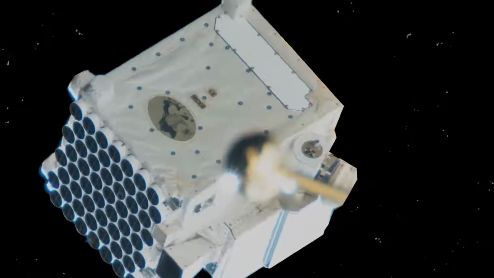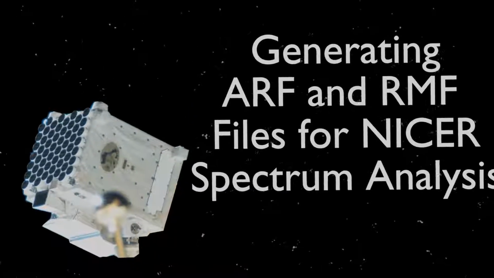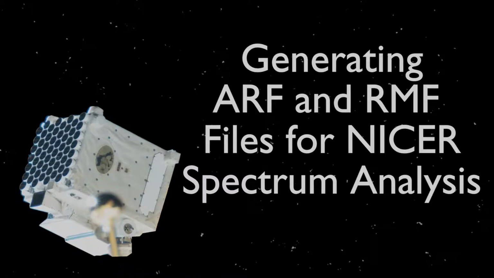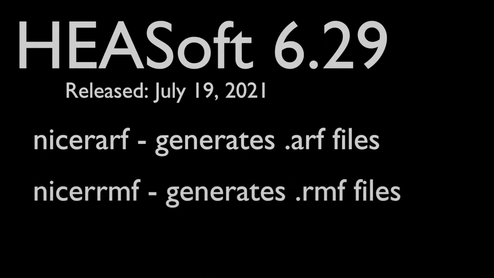We are going to talk about nicerarf and nicerrmf files and how to generate them. Roughly about 1 month ago, HEASoft version 6.29 released, and with that release came two new tools, nicerarf and nicerrmf, which could be used to generate ARF and RMF files to do spectrum analysis of NICER spectral data in xspec. And so we're going to talk about how to generate those files in this tutorial.